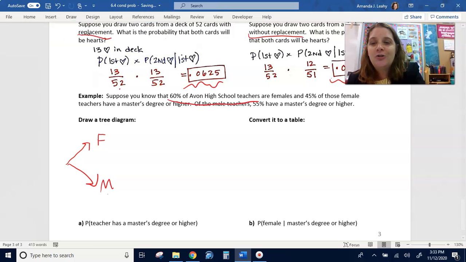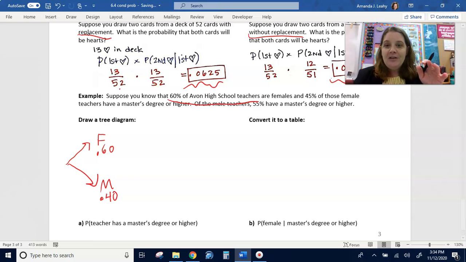60% of Avon High School teachers are female. How about that? So I'm going to make 60% female, and so the complement now would be 40% male. Ah, there we go. All right. So 60% are female, which means the other branch, they have to add up to 100%, is going to be 40%.